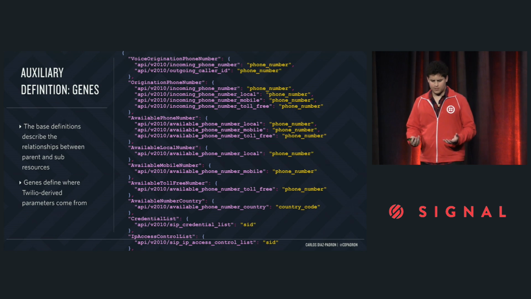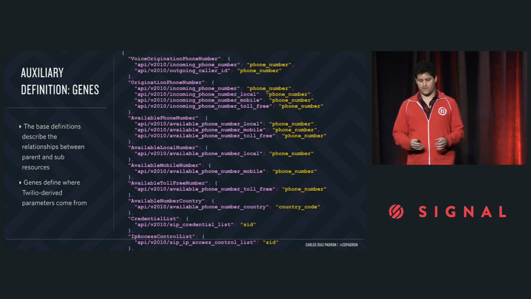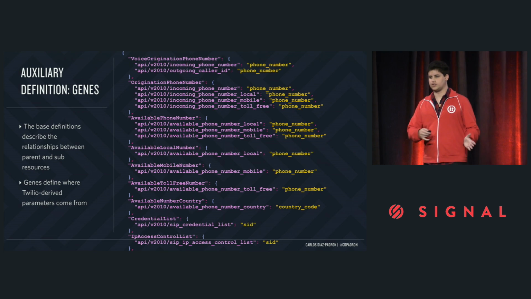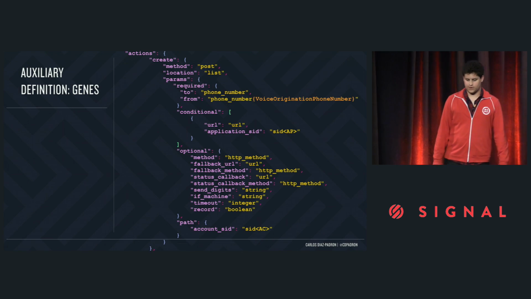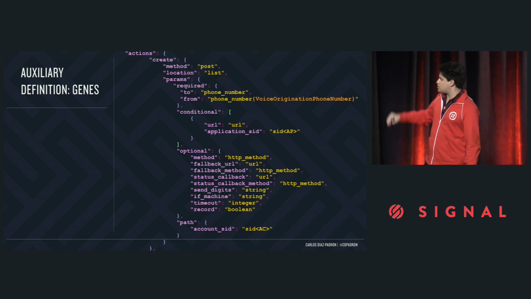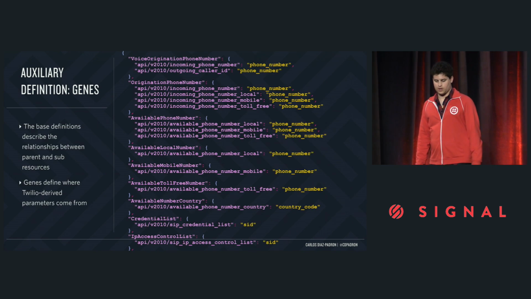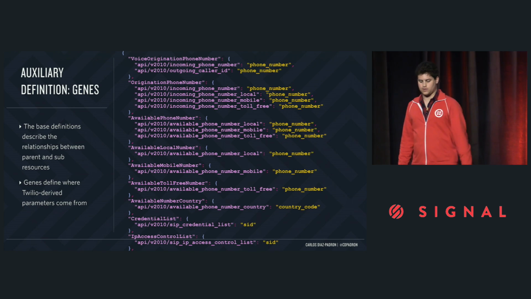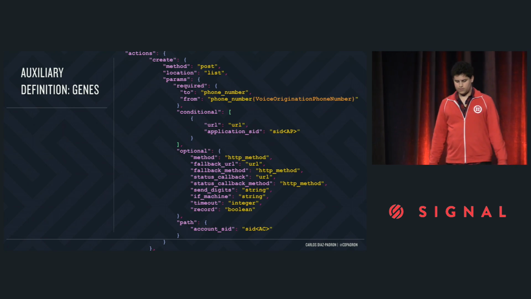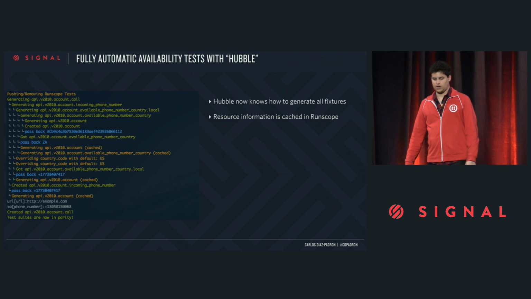So we came up with this idea of genes. It's essentially a way to define relationships between fields in the Twilio API. You can see, for example, in the calls resource, there is a gene defined there. It's a voice origination number. And if we go back here, that'll map to either an incoming phone number or an outgoing caller ID.